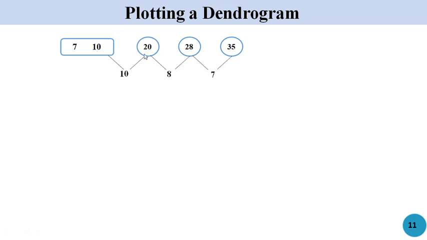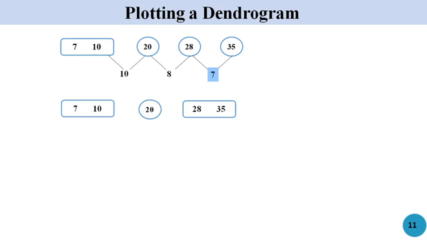And the distance between other two clusters can directly be calculated by subtracting the values. So now out of these three distances, 10, 8 and 7, we find that 7 is the smallest distance. So I'll combine together the cluster containing number 28 and the cluster containing number 35 and put it into one single cluster, thus resulting in 3 different clusters.